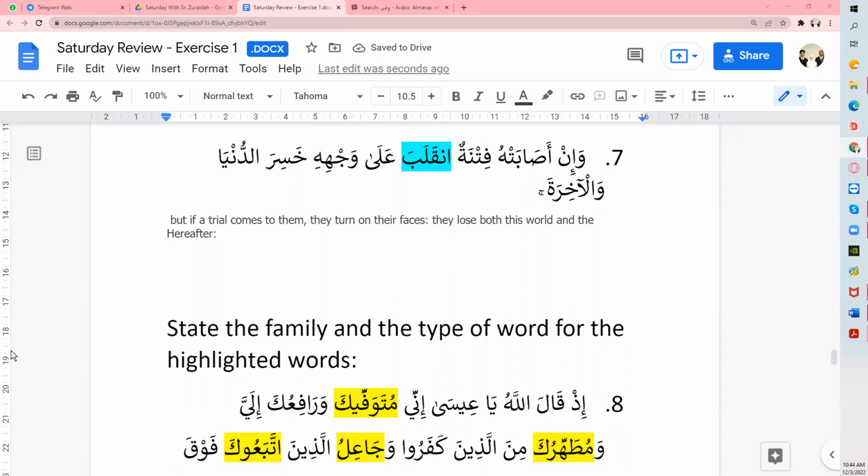How do I spell that? Sorry. Inqilaban. Inkilaban. All right. Why won't it go in the middle? It's going to the side. Inkilaban. What is the meaning here?